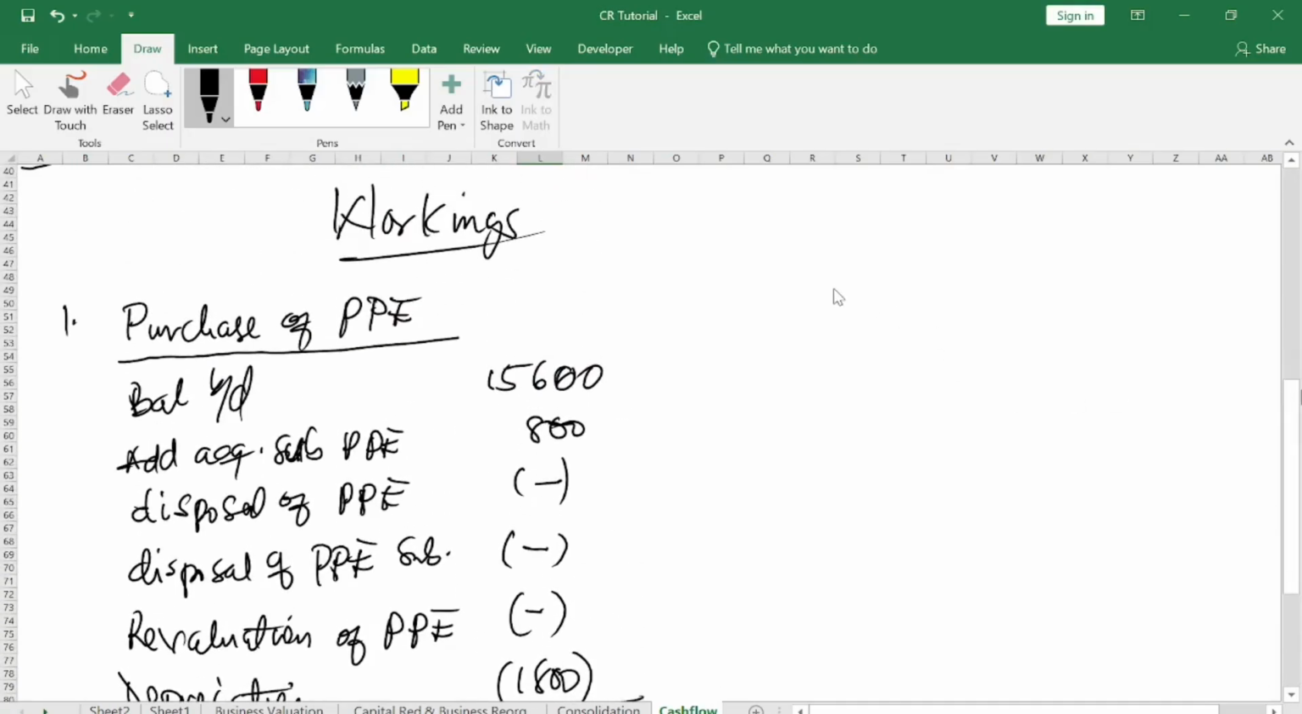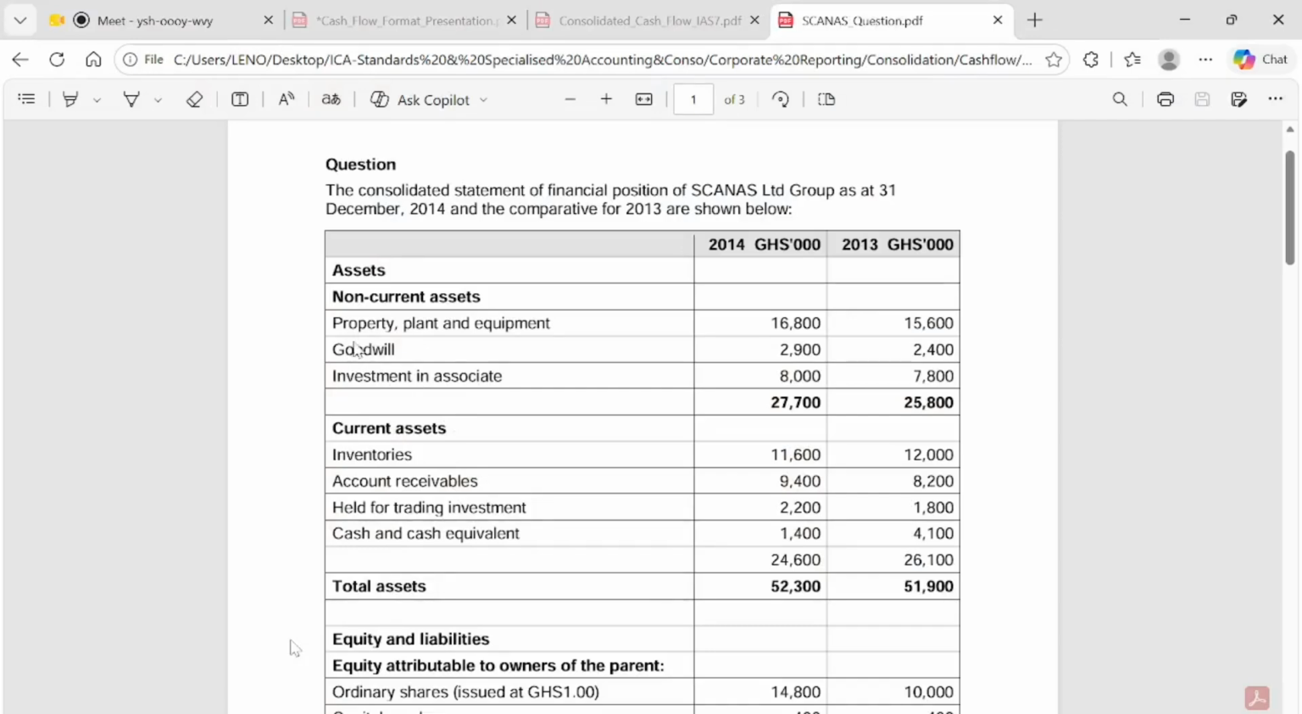Which item can you see there? I'm seeing goodwill, sir. So let's come to 2. First, calculate goodwill of acquired assets. Do you understand? Now, how do we calculate goodwill? You will start with your purchase consideration. Okay, so the next one is goodwill. We are done with PPE, so we are now on goodwill.